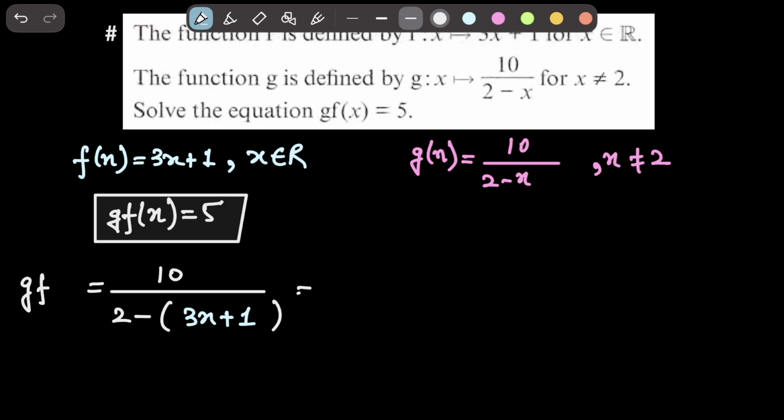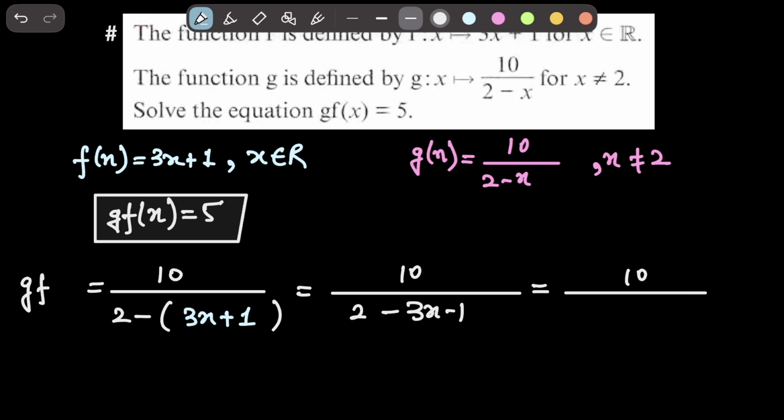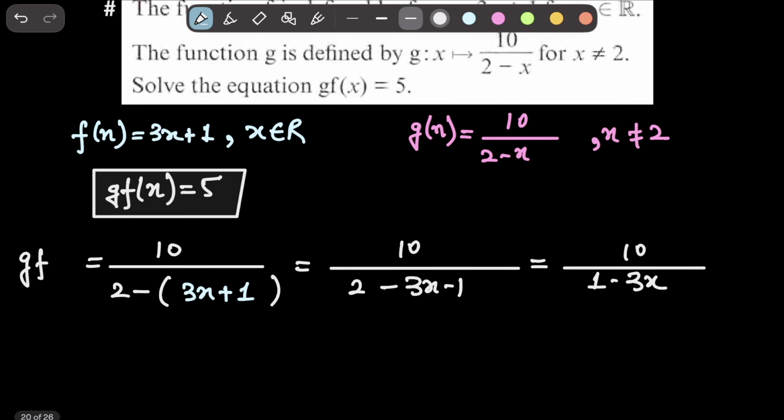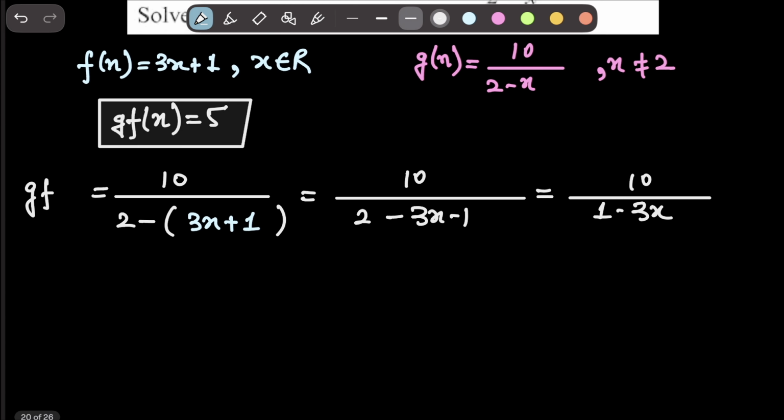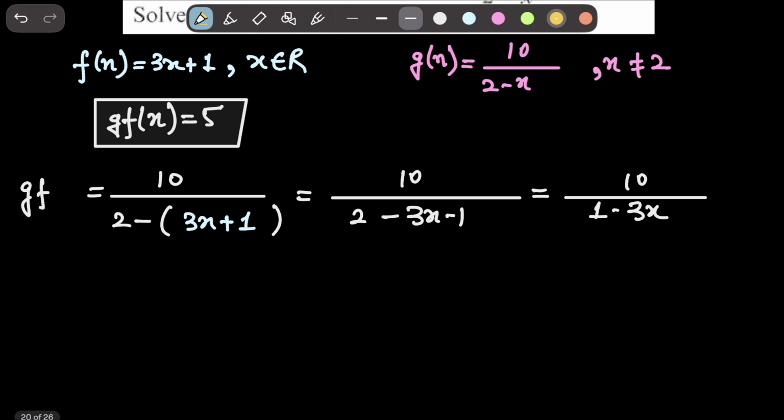Let's solve this first. So I will write it as 10 over 2 minus 3x minus 1. If I solve it further, I will get 10 over 1 minus 3x. So now I have g of f of x, that is 10 over 1 minus 3x, and I need to put it equal to 5. So I will write 10 over 1 minus 3x equals 5.